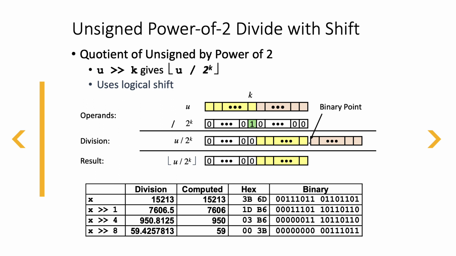Now we can do the same thing just in the other direction to divide with shift by a power of 2. Right? So we want to get the quotient of an unsigned by power of 2, right?